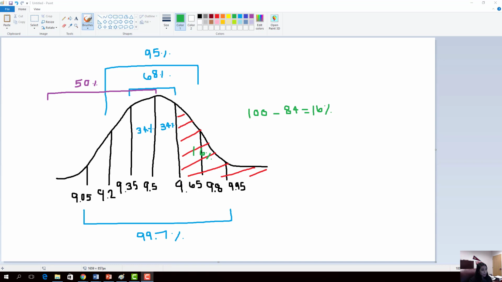The second question asks, 95% of women's size 8 shoes are between blank and blank inches. Well, according to the empirical rule, we have 95% within 2 standard deviations. So the answer is 9.2 and 9.8.